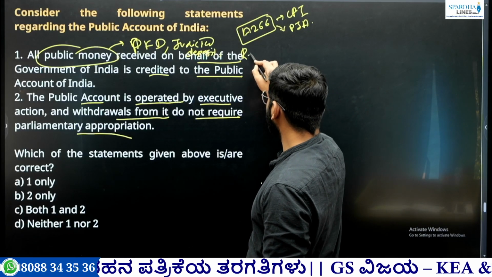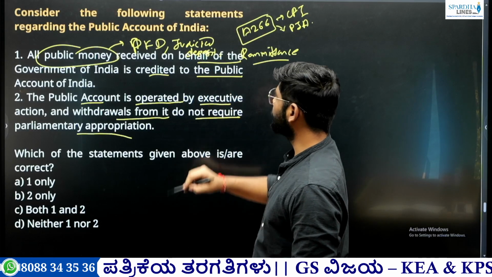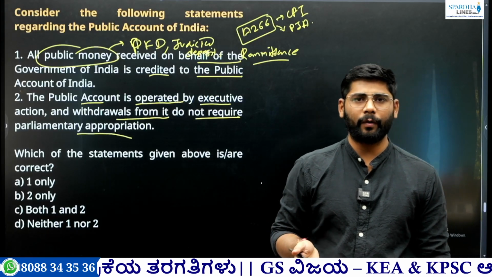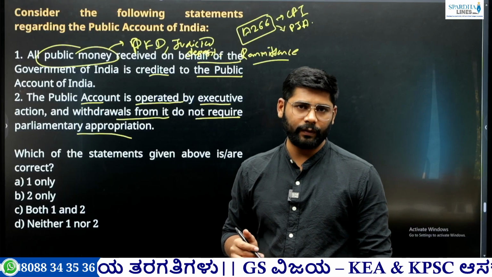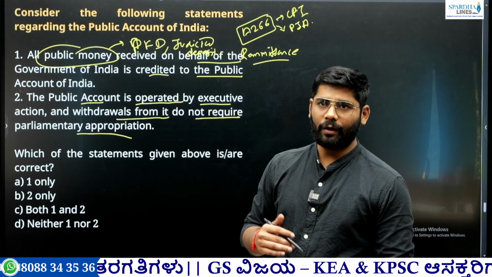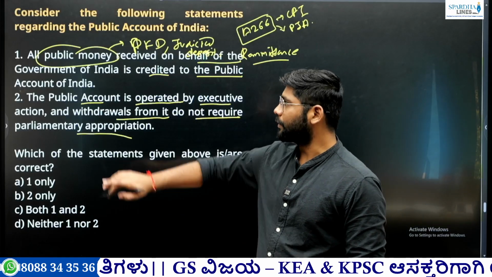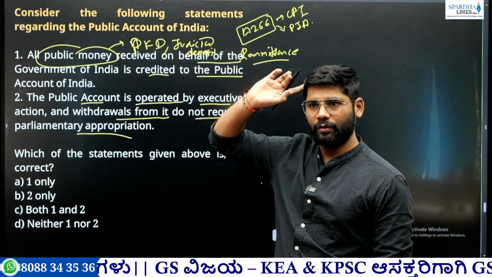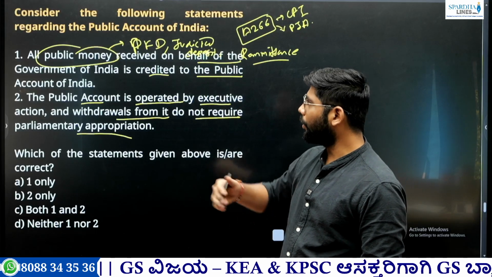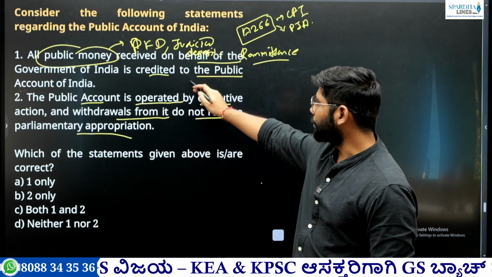Then remittance, a kind of public money, that is money transferred by non-resident Indians from other countries to their relatives in India, so it is considered remittance. That will also be deposited in the public account. And other public money that does not form part of the Consolidated Fund of India will all be credited to the Public Account. Whatever the Kisan Vikas Patra is, Sukanya Samriddhi, all this goes to the Public Account of India. So this first statement is correct.